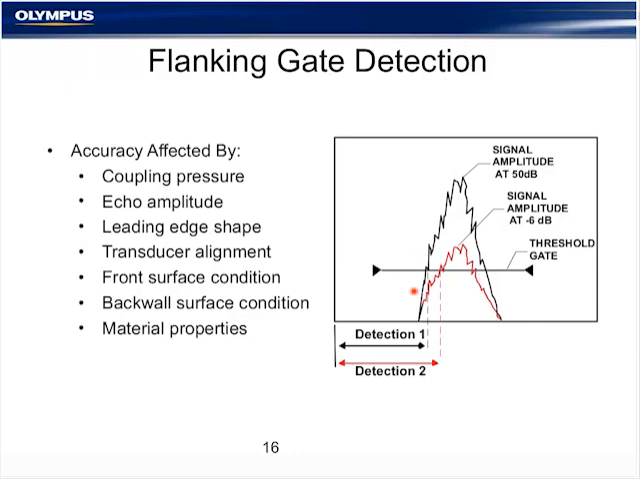What's very common in a corrosion inspection with a flaw detector is to make a thickness measurement based on the first crossing point of this echo over the gate. This is a flank detection or an edge detection.